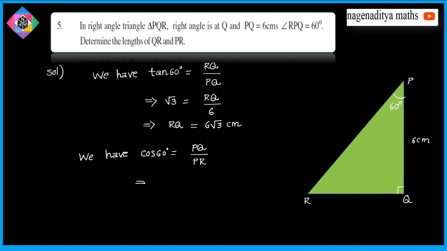This implies cos 60 degrees, the value of cos 60 is 1 by 2. So 1 by 2 is equal to PQ. The value of PQ is 6 and we have to find the value of PR. Okay. Doing cross multiplication, PR is equal to 6 2s are 12. So PR is equal to 12 centimeters. Okay. So this is how we can find the values of sides RQ and PR.